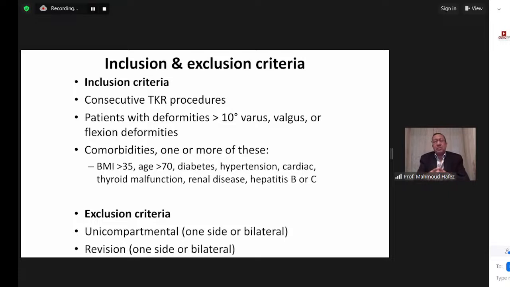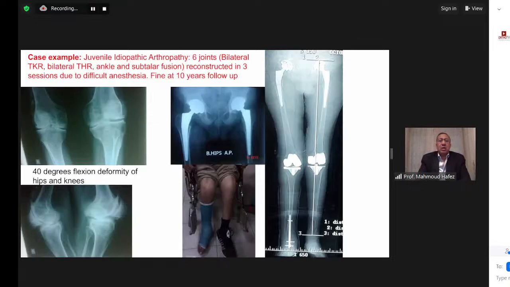But when we talk about this study, we found that about 60% of them had 3 of these comorbidities out of 5, which is the BMI, the diabetes, the cardiac disease, the obesity, the age, and the deformity, okay? So many of them had, as I mentioned, this criteria. With the exclusion, either unicompartmental or revision.